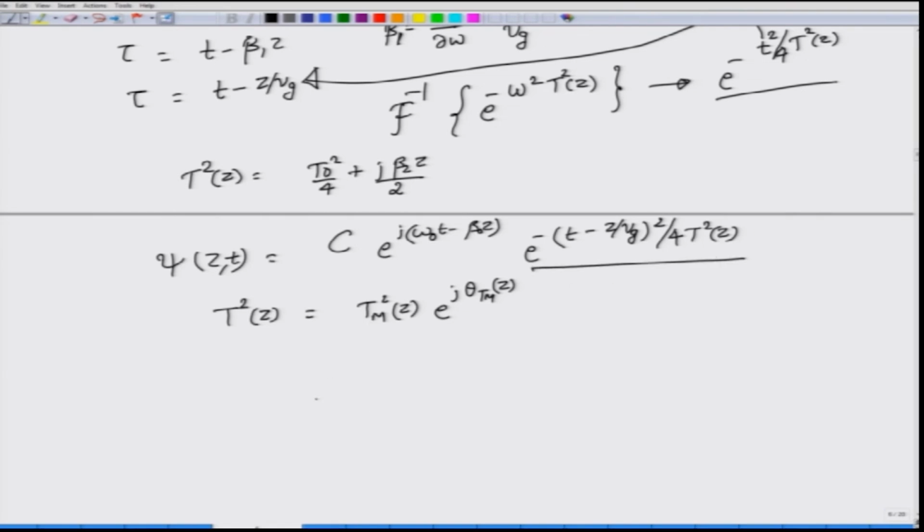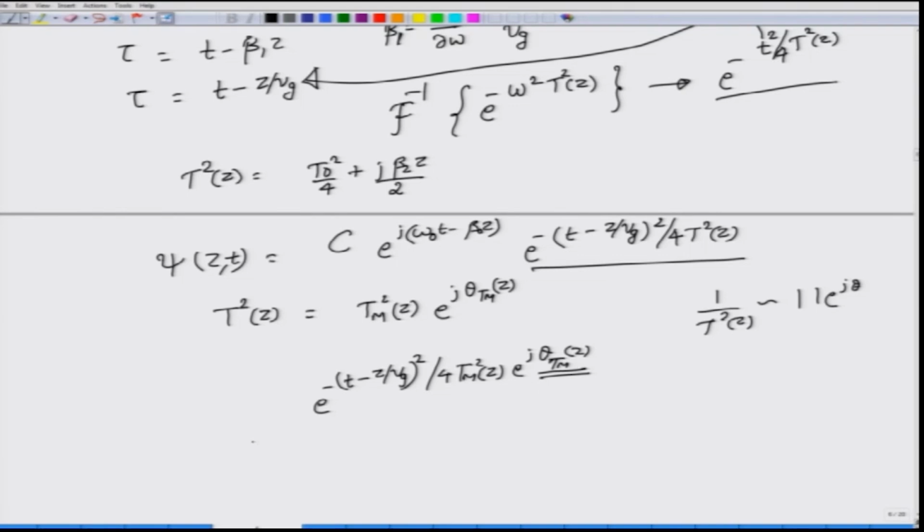So, I can write this as e power minus t minus z by Vg whole square divided by some 4 Tm square z, and then you have the angle here, which is e power j theta Tm of z. This e power j theta m can go on to the top and essentially become a constant phase for you. So, there is a phase factor associated with this. You can write 1 by t square z itself as a magnitude and a phase angle. In any case, whatever you do, you will see that there is a magnitude and a phase angle present, and this phase is a function of z.